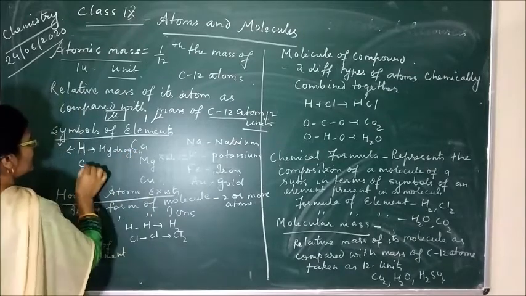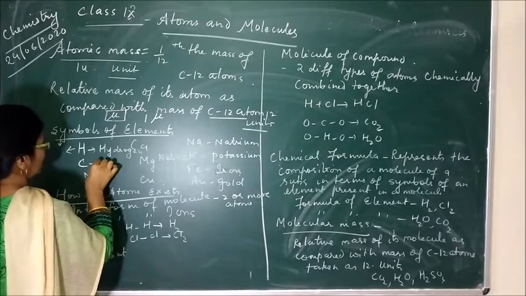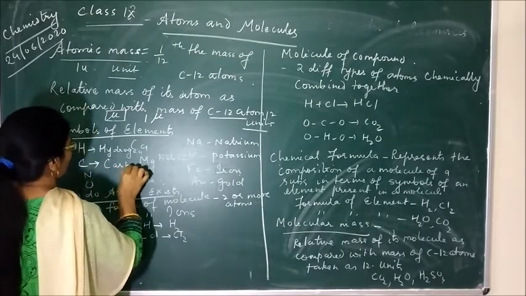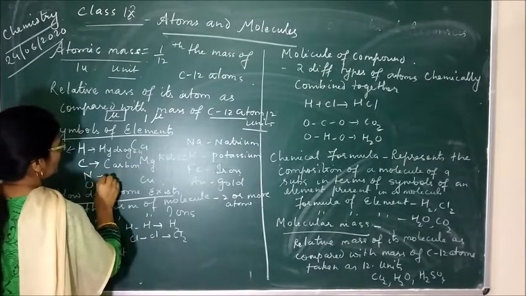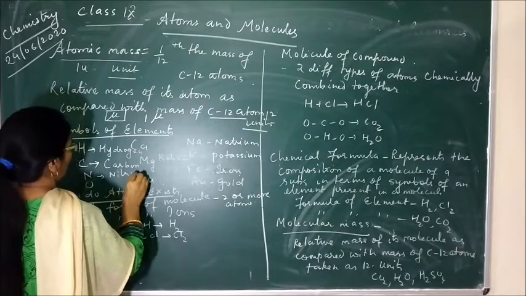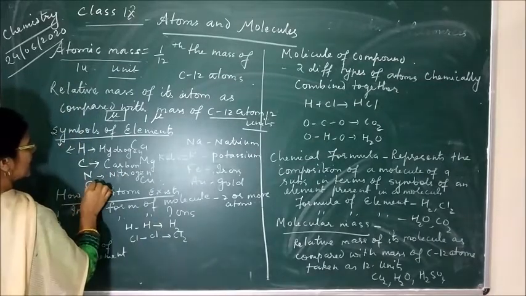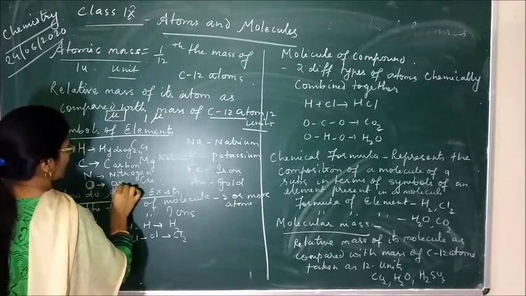Now the second, carbon. Carbon is also symbolized with a capital letter C. So C is the symbol of the carbon atom. And capital N is the symbol of the nitrogen atom. In the same way, there are many elements, like oxygen. It is used as O. The symbol is O for the oxygen atom.